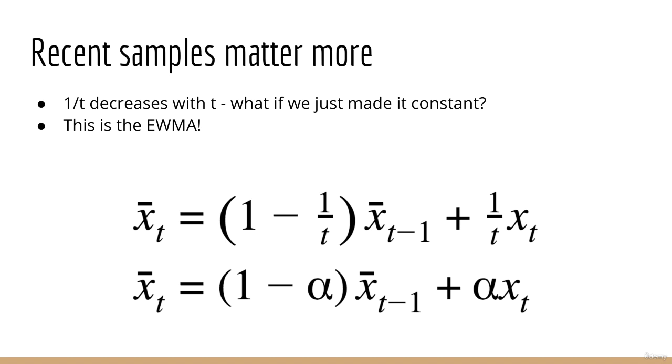But what if we want recent data to matter more? What would happen if, instead of making the weight 1 over t, we simply make it a constant, alpha? Well then, this is exactly the exponentially weighted moving average. The basic idea is, instead of giving less and less weight to each new sample, we now give a constant weight to each new sample. Let's see how this affects the influence of each sample overall.